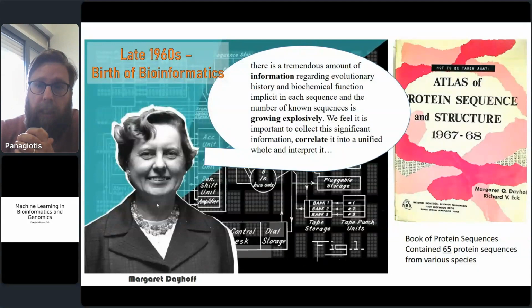So that was one of the first fields that people were interested in back in the 60s, trying to predict protein structures. And the first book of protein structures contained 65 protein sequences, which at the time was a huge number. They even published a book for it, which kept being published every year with more and more structures. Of course, today we have hundreds of thousands of structures available.